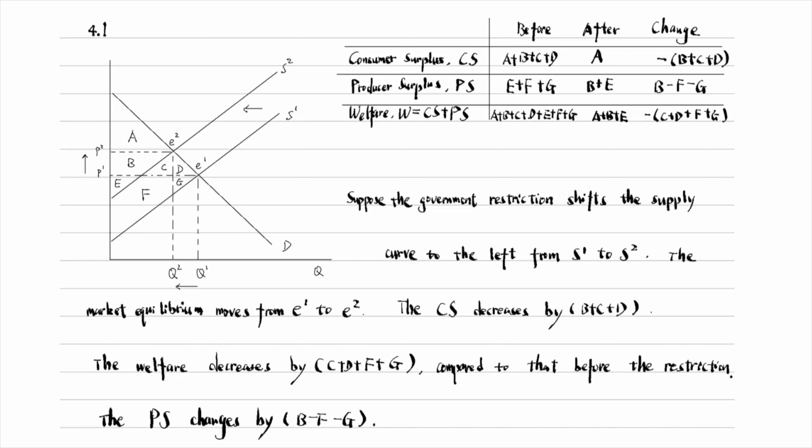Notice that this case is different from figure 9.3 in the textbook. The supply curve shifts to the left in this exercise, whereas the supply curve in figure 9.3 in the textbook does not shift.